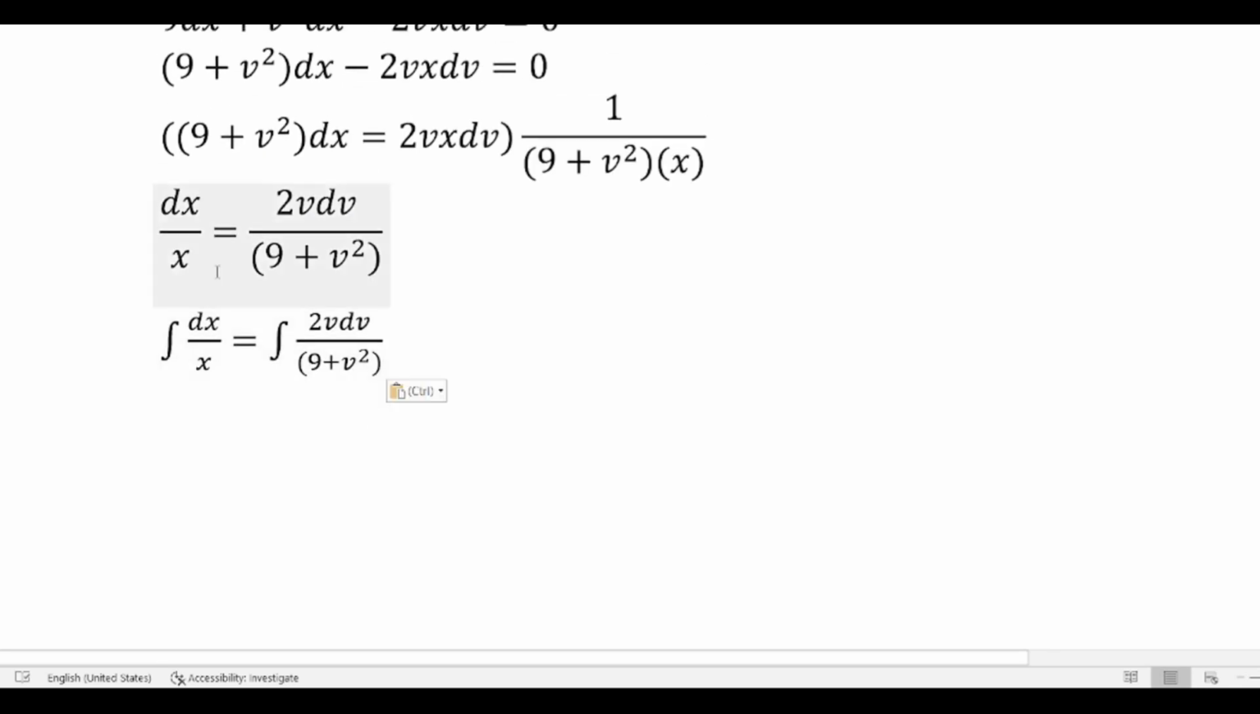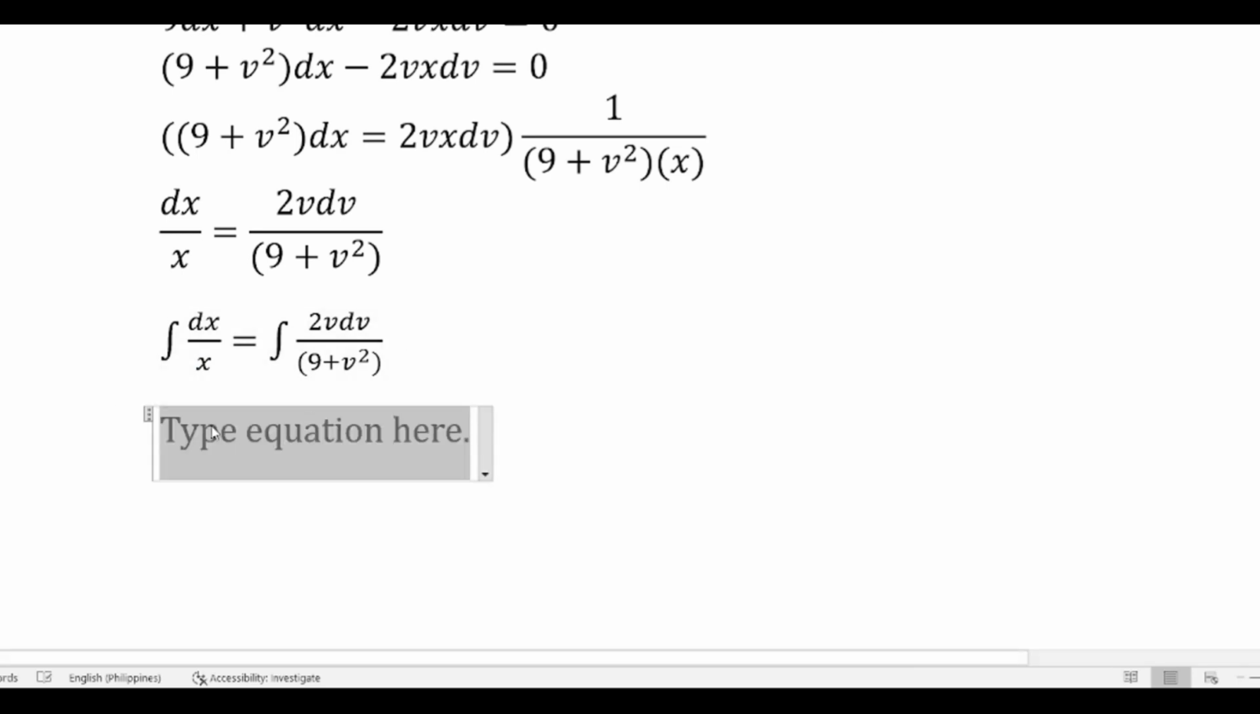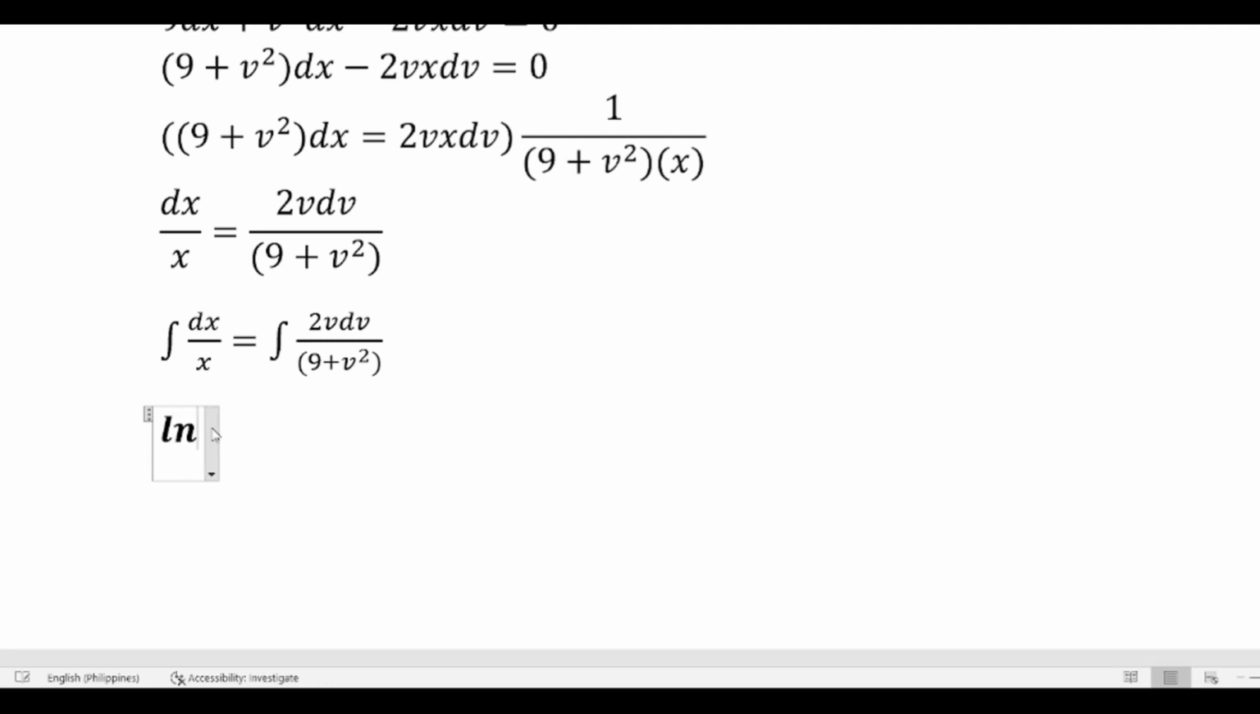Okay, there. So of course this one is a simple integration, this is just 1 over x, so this one should be ln x. Okay, so let's insert an equation over here again. So this one is simply ln x. So it's up to you if you want to put a parenthesis like this, but it's just the same, okay? But for the purpose of discussion, I'm just going to put the parenthesis.